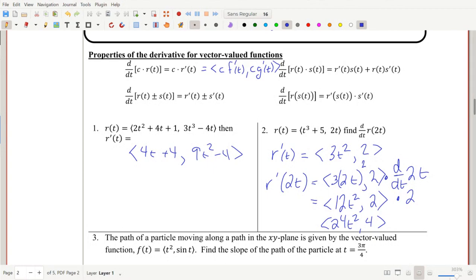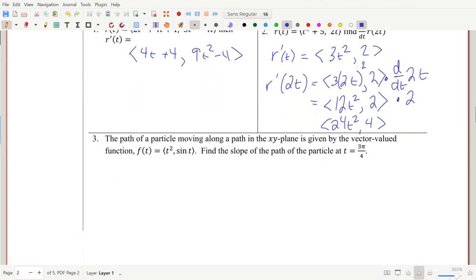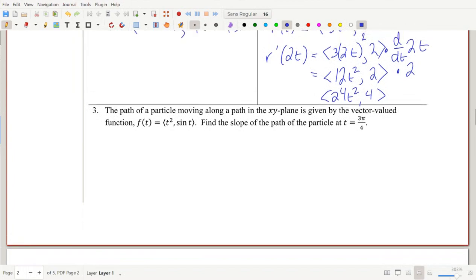All right. And then last but not least, a little bit of particle motion, another little bit of a preview one. The path of a particle moving along the xy plane is given by the vector valued function f of t equals t squared, the vector t squared, sine t. Find the slope of the path of the particle at t equals 3 pi over 4.